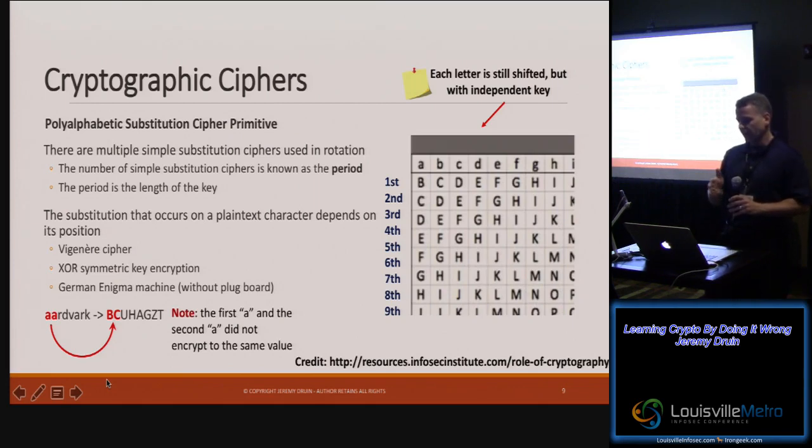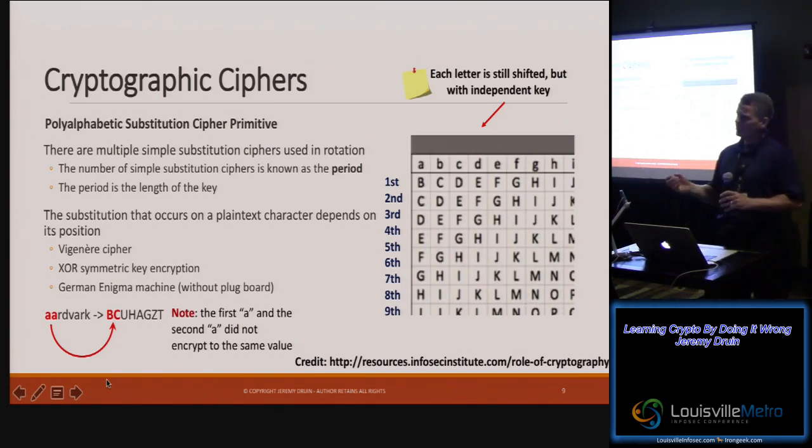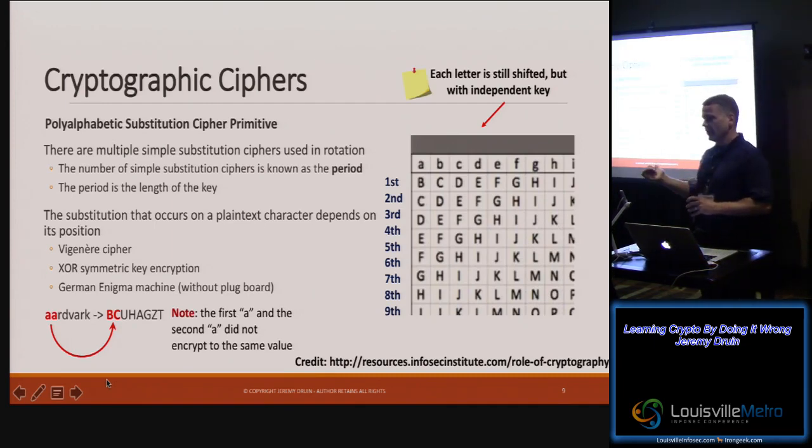And the way this one works is, again, you have a key for the first column, and a key for the second column, and a key for the third column, and they can be different keys. So you don't end up getting that pattern that we saw before, where all the letter E's ended up being letter F's, and so the F turned out to be the most common letter. It tends to flatten that out. In the example here, we have the word aardvark, and it starts with 2 letter A's.